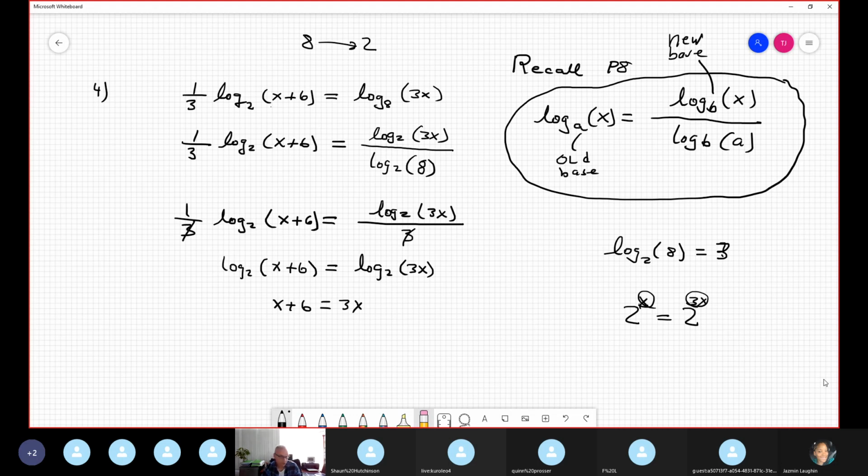Okay, now solving is easy. 6 is equal to 3x minus x. 6 is equal to 2x. Divided by 2, x equals 3.